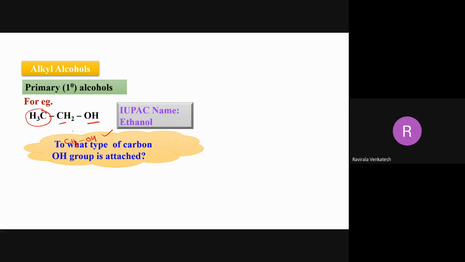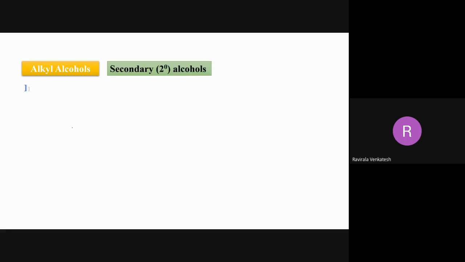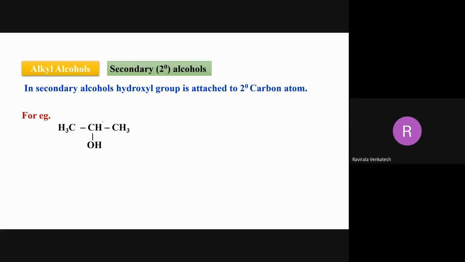Now this is called ethanol. Already you know this one. It's called primary alcohol. Next, we'll see the secondary alcohol. In secondary alcohol, the OH-bonded carbon is bonded to how many carbons here? 2 carbons. Therefore, it is called secondary alcohol.